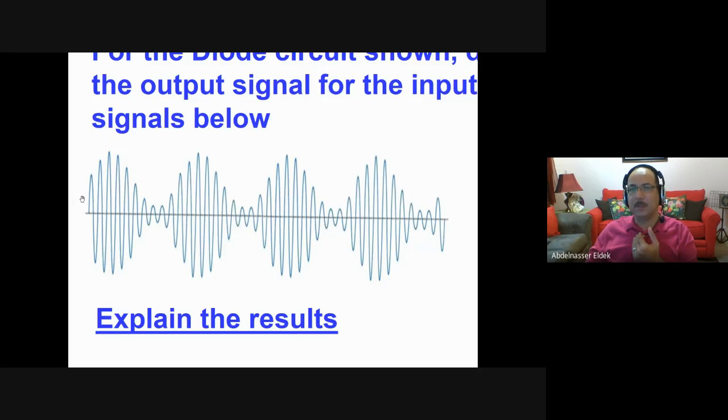So this is used when you need to restore these peaks. The peaks represent the original signal in telecommunication. When you send a voice signal, for example, this is how the signal looks like. But you can't send it directly because it has a very low frequency. Your voice is just a few kilohertz, so you can't send it in the space.